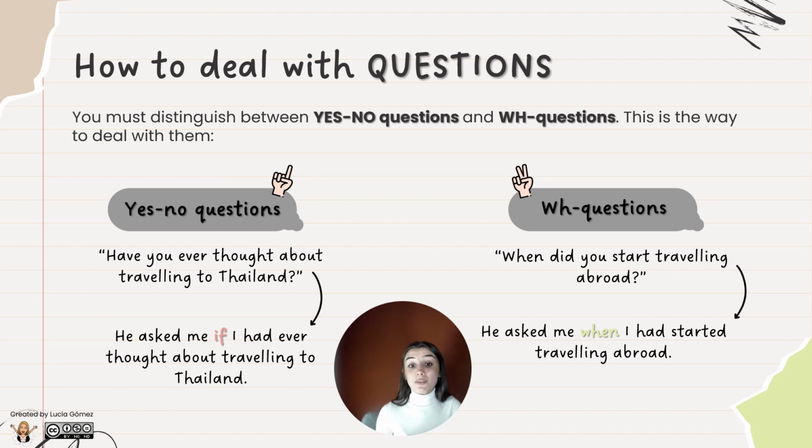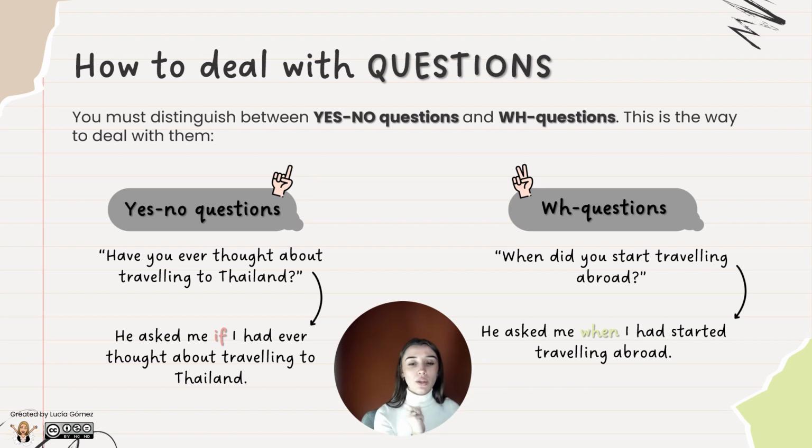Entonces, he asked me when I had started traveling abroad. En este caso, en vez de poner un if que aparece de la nada, lo que hago es mantener la palabra de WH que me viene en la WH question. Siempre va a ser la misma. Y al igual que nos ocurría en la oración anterior, aquí no hay ningún tipo de cambio, el sujeto va por delante, ¿vale? Tengo un sujeto, tengo un verbo y todo lo demás. Y por supuesto desaparece el signo de interrogación.